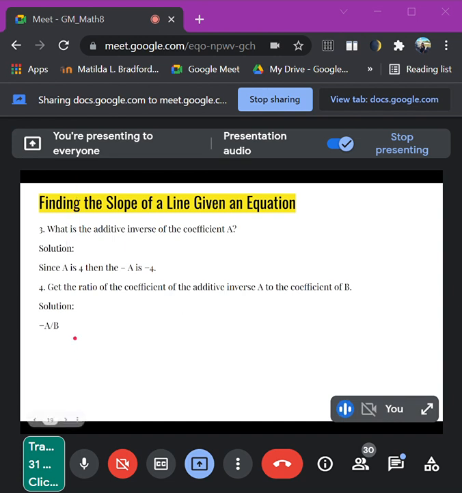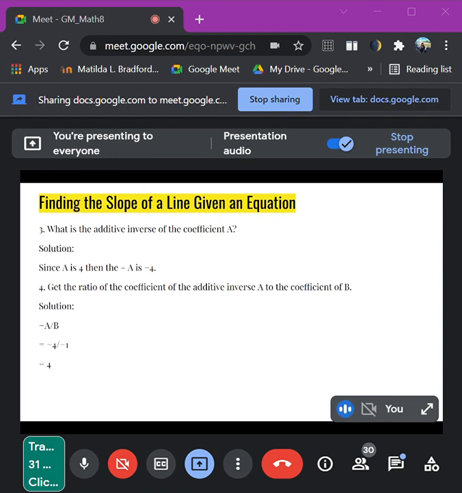Then you substitute, and you have there negative 4 divided by negative 1. Because we took the inverse, it became negative 4, and then over negative 1, because that is the coefficient of B. Then we simplify it, class. Negative 4 divided by negative 1 is equivalent to 4. Okay? So that is now your slope.